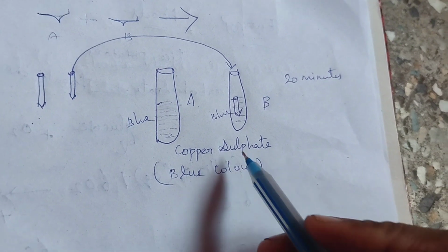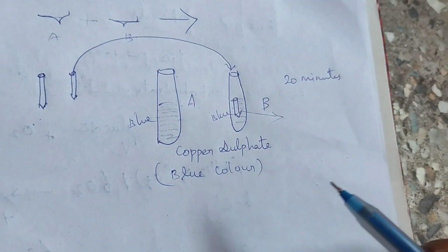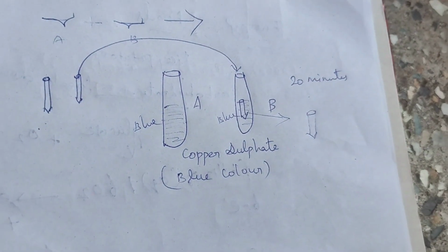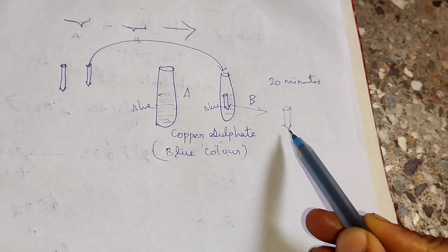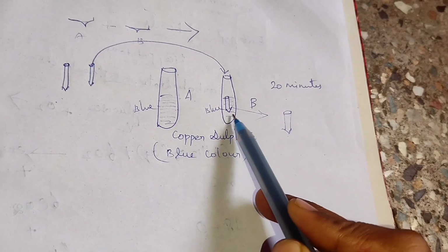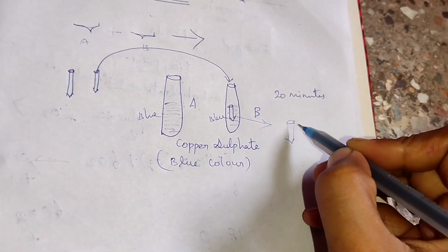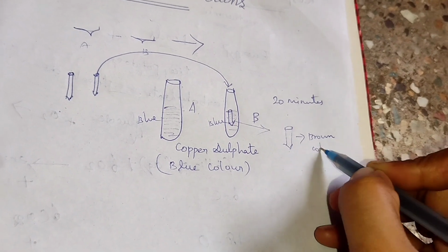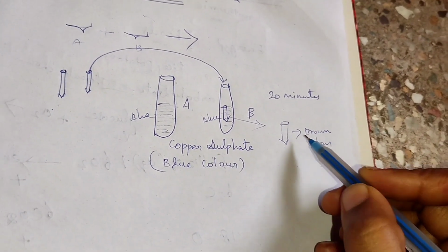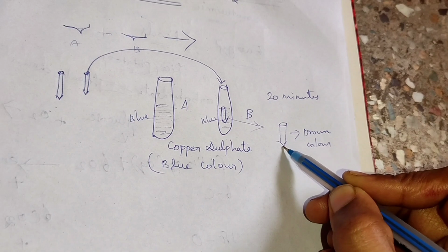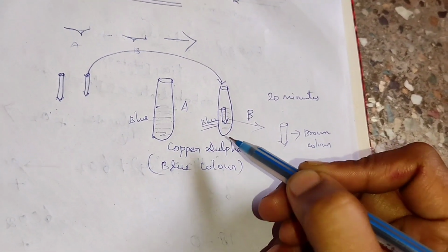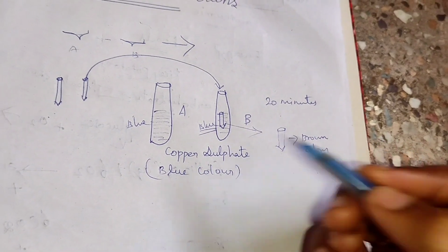After 20 minutes, I am taking out this iron nail. Now I am observing this iron nail which was taken from test tube B. It has changed into brown color. A brownish color appears on the outside of this iron nail, and the blue color of the solution also fades.